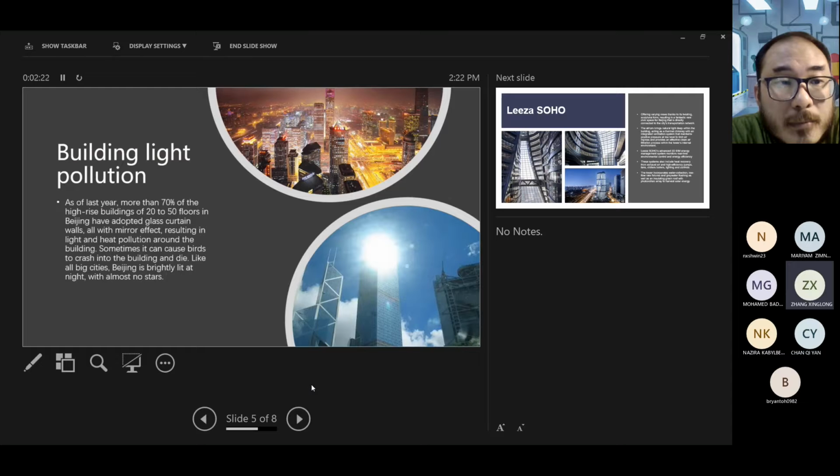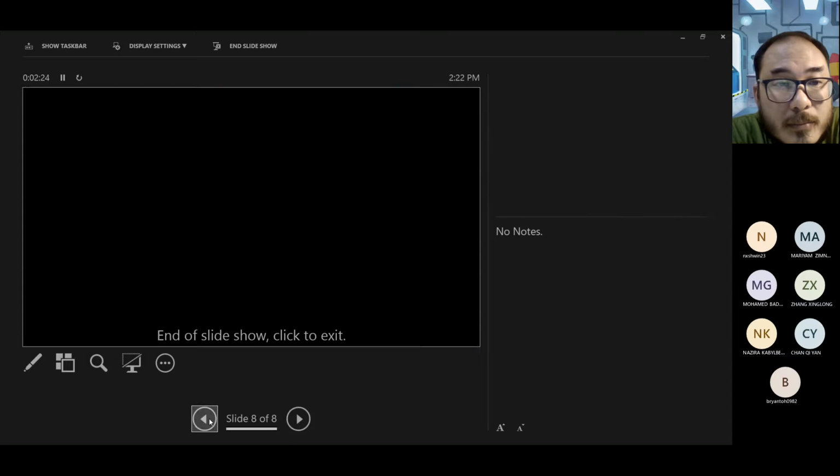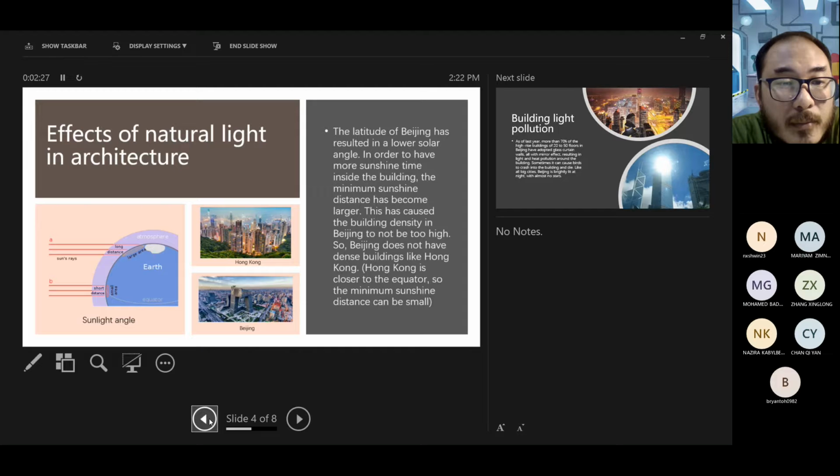The latitude of Beijing has resulted in a lower solar angle. In order to have more sunshine time inside the building, the minimum sunshine distance has become longer. This has caused the building distance in Beijing to not be too high. So Beijing does not have dense buildings like Hong Kong, because Hong Kong is closer to the equator, so the minimum sunshine distance can be small.